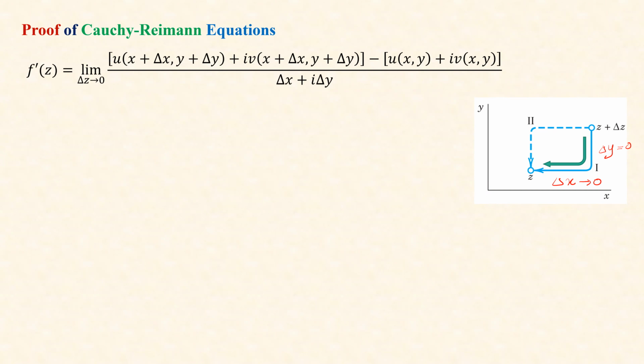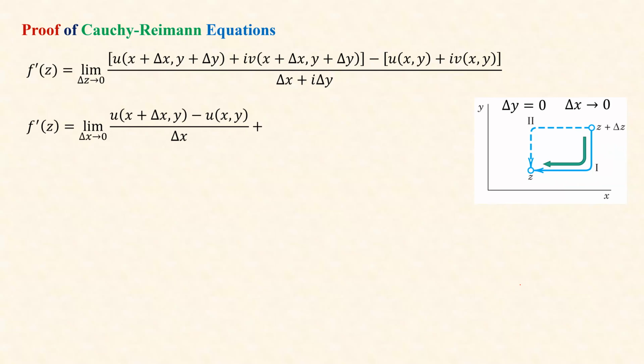If we do that, delta y becomes 0 everywhere, right? And then what we get is u evaluated at x plus delta x and y, and v evaluated at x plus delta x and y, minus u plus iv at x and y, divided by delta x. So the first part: if you gather the u terms, you get u of x plus delta x and y minus u of x and y, divided by delta x, as delta x goes to 0.